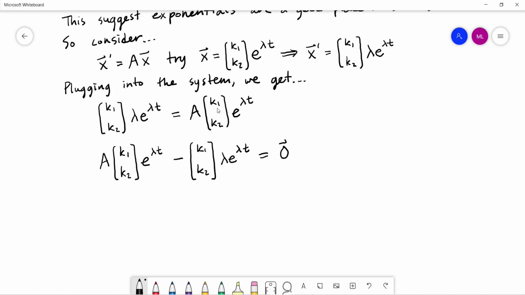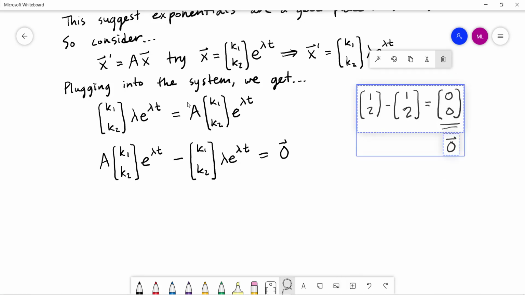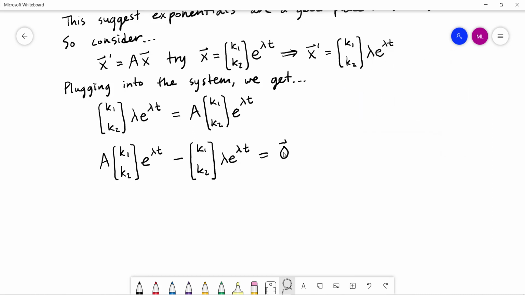When we're dealing with vectors, and if I were to, for example, take the vector 1, 2 and subtract off the vector 1, 2, I don't just get 0, I get 0 on the top and 0 on the bottom. And this is what we call the 0 vector. So just keep that in mind. So let me delete that real quick. But keep in mind, that's what this 0 vector means. It means a 0 on the top and a 0 on the bottom.